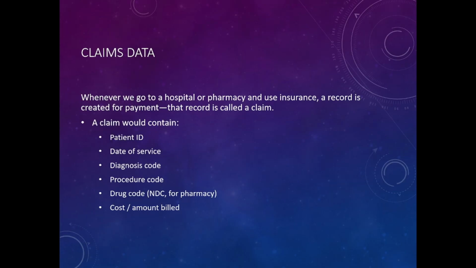So let's look at the claims data first. What is claims data, for those who are new to RWE and claims data? Whenever we go to a hospital or pharmacy and use insurance, a record is created for the payment, and that record is called a claim. Sometimes it's cashless, so it depends upon the insurance policy.